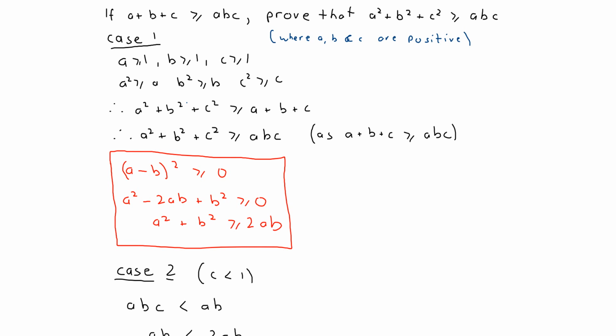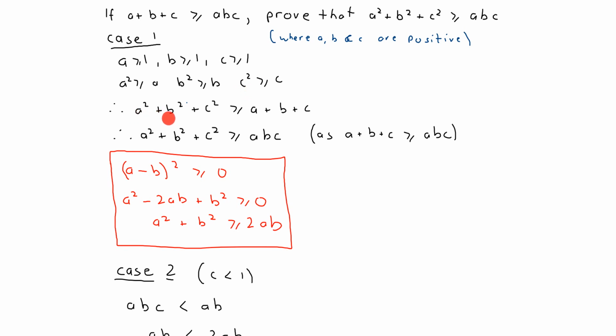My first case, I've said, let's just say A, B and C are all greater than or equal to 1. So if A, B and C are all greater than or equal to 1, A squared is greater than or equal to A, B squared is greater than or equal to B, and C squared is greater than or equal to C, because if I square any number bigger than 1, it obviously gets bigger.